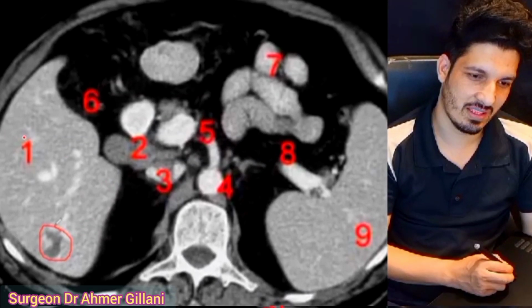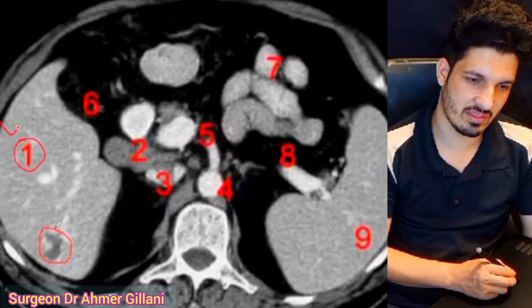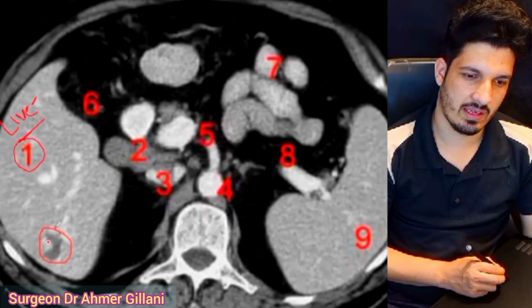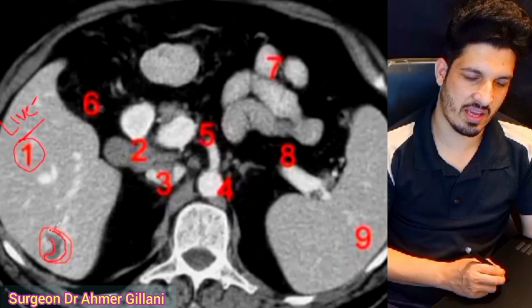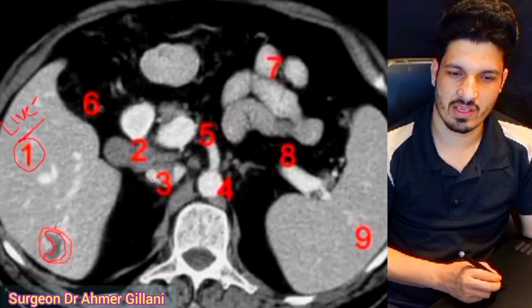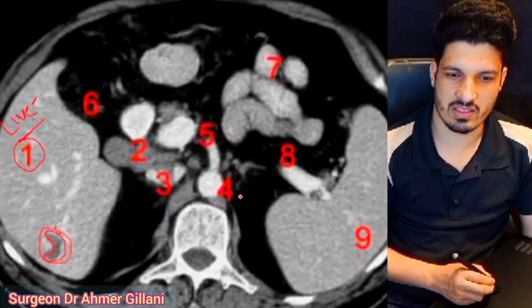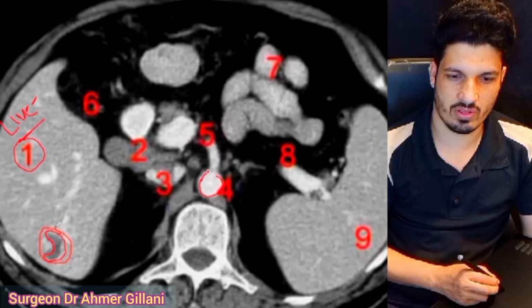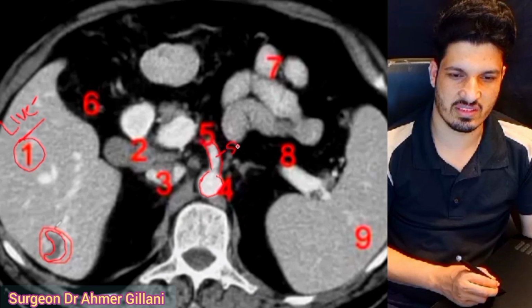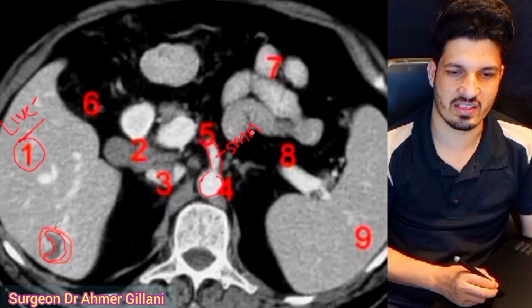Next section, again structure 1. This is liver, and here you are seeing the hypodense area in segment 6 of the liver, and this is the aorta of the patient. And now this structure number 5, exactly this structure, is the superior mesenteric artery. Okay.